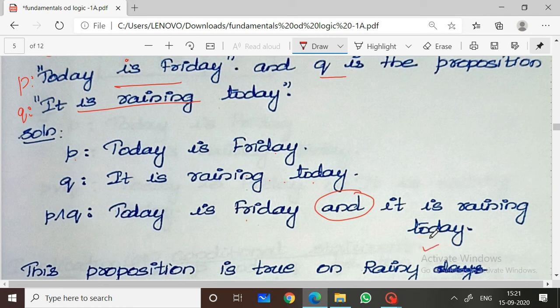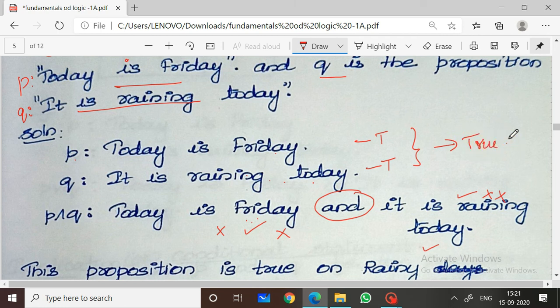So if any one is false, if today is not raining, or today is not Friday, or both, today is not Friday and it is not raining, then also it will be false. If one of these is false and the other is true, the answer in the truth table is false. If this is true and that is false, the truth table is false. If both are false, the truth table is false. Only if both conditions are true will the truth table also be true.